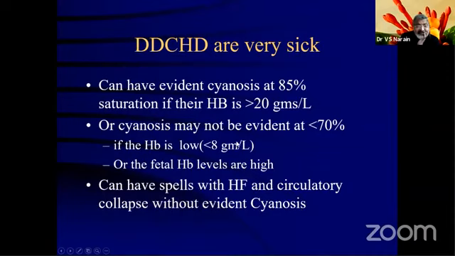Why? Because if you have a very low hemoglobin, or if the fetal hemoglobin levels are very high, then cyanosis will not be evident. So the patient will be very sick, will be in a shock situation, but you may not get any cyanosis because of these two reasons: a low hemoglobin and high fetal hemoglobin levels. At the same time, if you have a very high hemoglobin of more than 20, then you can have cyanosis evident even at 85% saturations. With low hemoglobin, even at 70, you might not get an evident cyanosis.